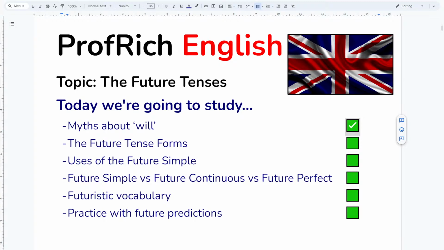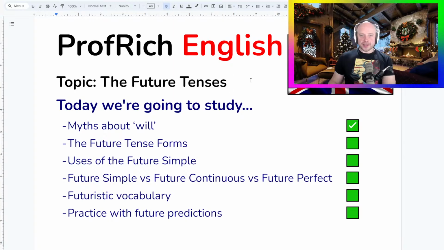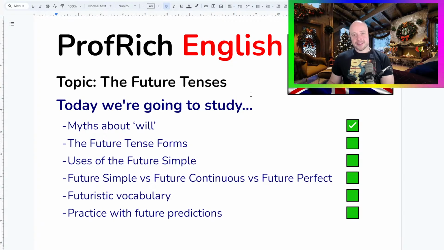So, to start us off, let's have a look at a grammar table. Everybody loves grammar tables. I'm going to show you a grammar table with the affirmation, the negation, and the question for future simple, future continuous, and future perfect. And I want you to form the affirmation, the negation, and the question.